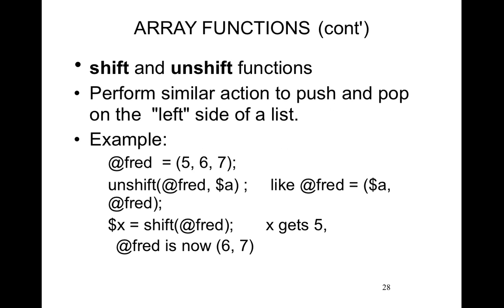Shift and unshift functions perform similar operations to pop and push on the left side of the list. So for example, @fred is going to be equal to 5, 6, and 7. And then unshift @fred, A, this value A that you're going to stick in there. So you're adding it in. And then $x = shift @fred, X is going to get 5. It's going to shift out 5 because we shift over. And @fred is now 6 and 7 because we removed it.